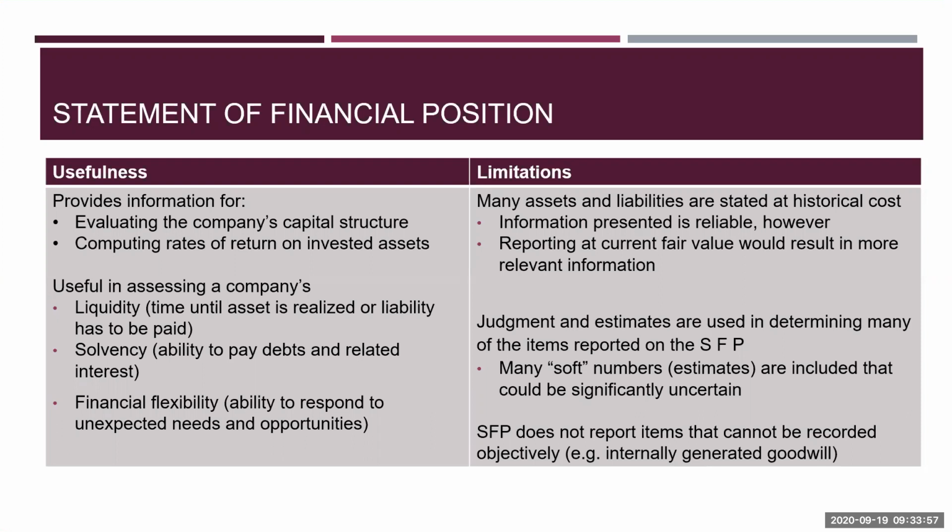The other limiting factor when it comes to the statement of financial position is the use of estimates, also called soft numbers. If you think of your property, plant, equipment items, those items have estimated useful life, estimated salvage value, or the residual value. So there is a fair bit of estimated numbers used when these financial statements are prepared. The statement of financial position also does not report items that cannot be recorded objectively, such as internally generated goodwill.